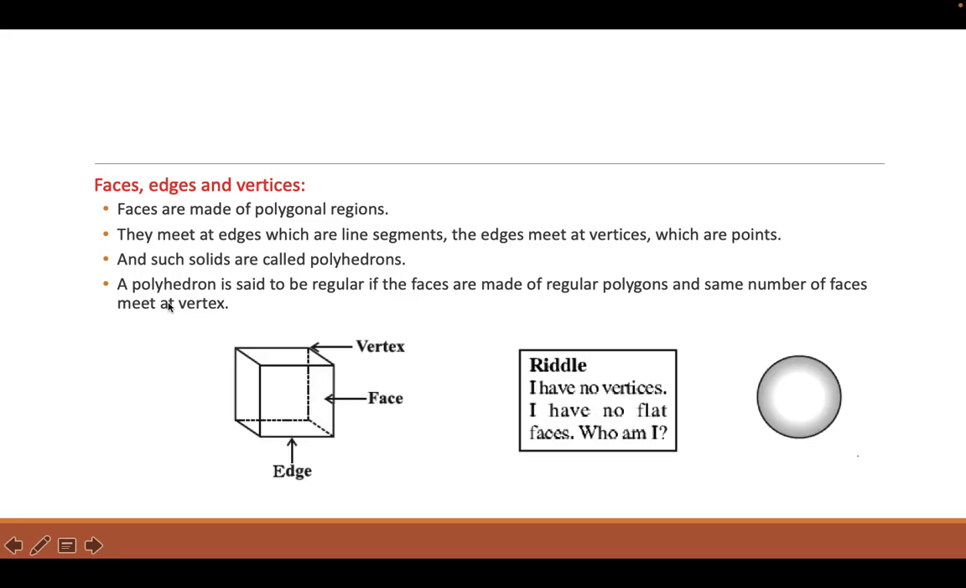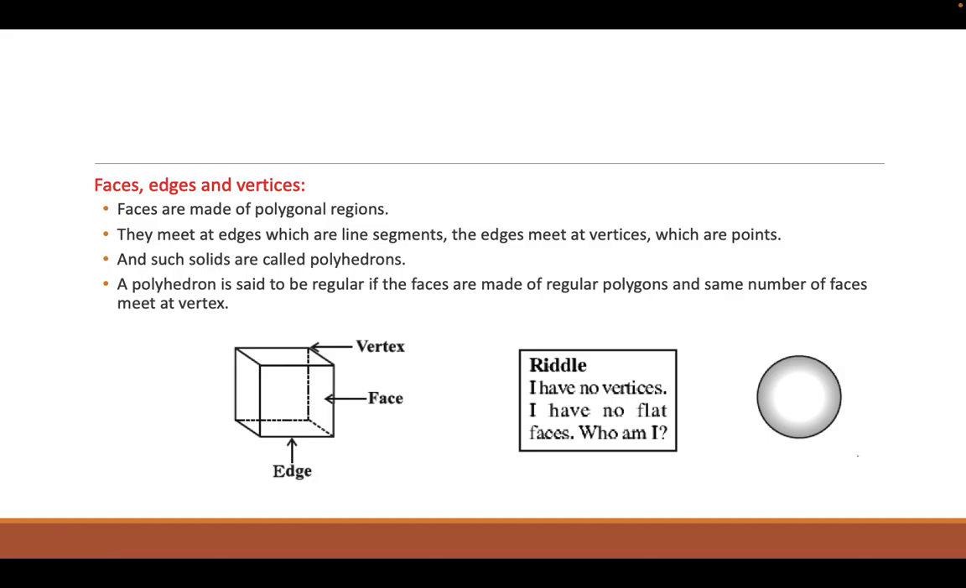So let's see here. This is called a face. Any one-sided surface is called a face. Faces are made of polygonal regions. This is a polygonal region, with three or more sides. All the faces meet at edges. So these are called edges. This face meeting here, these are called edges. Or here it is showing this is an edge, where this face and the bottom face are meeting. And all the edges meet at vertices.